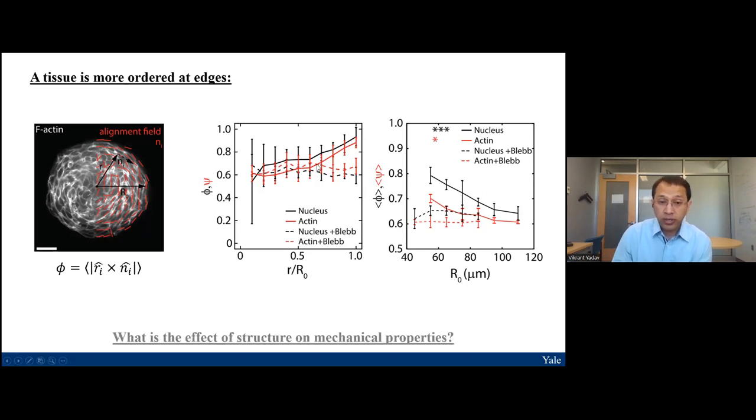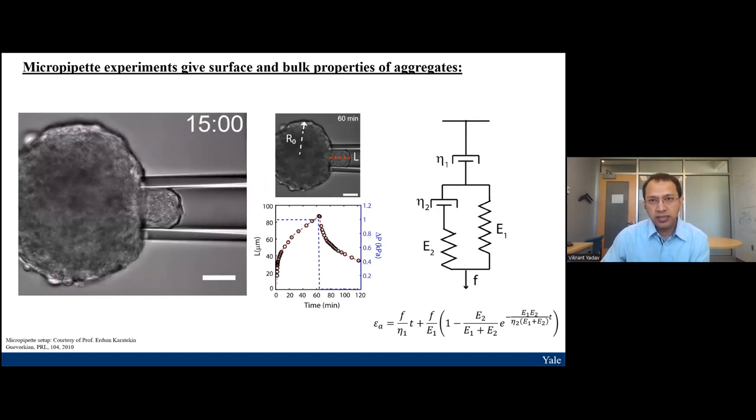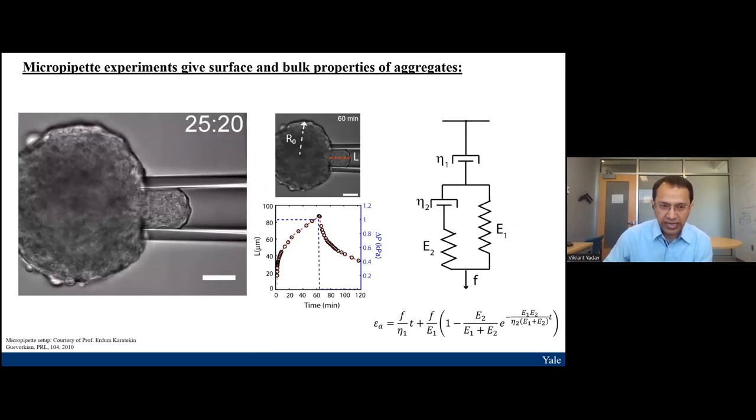So the question that we wanted to ask next is, what is the effect of these mechanical properties on the structure of these tissues? So we simply went and measured the surface tension of these aggregates.